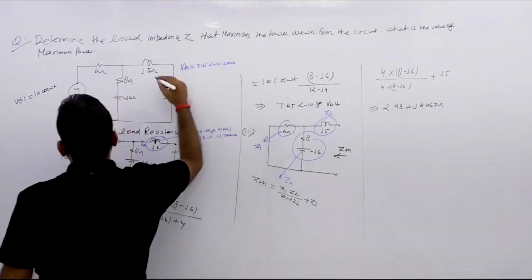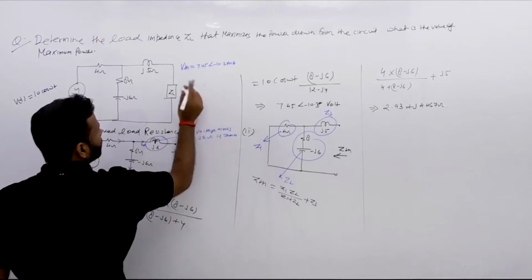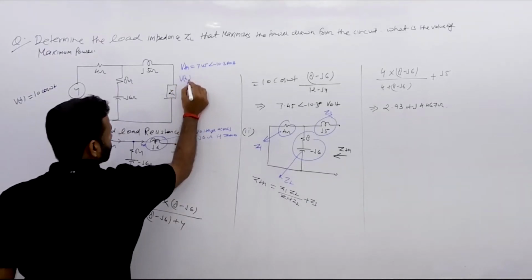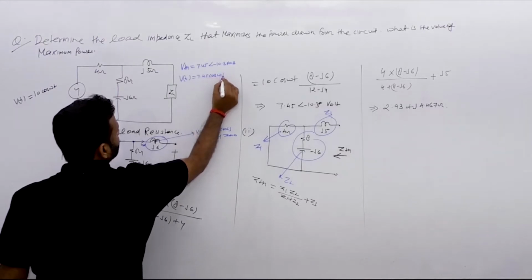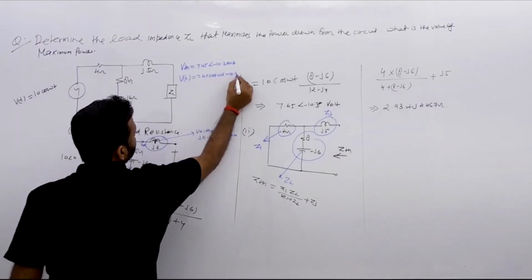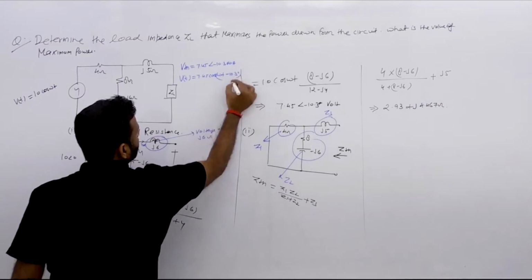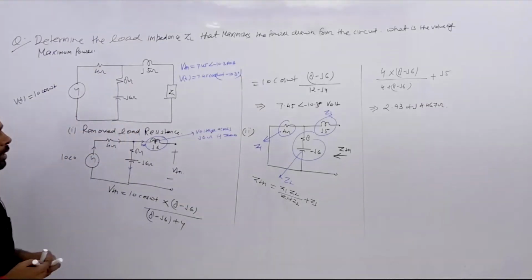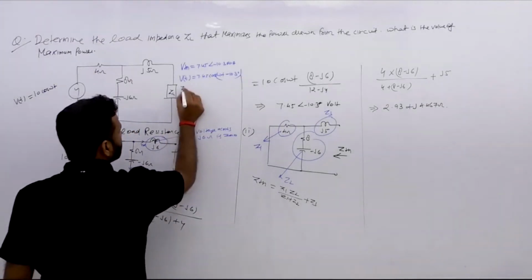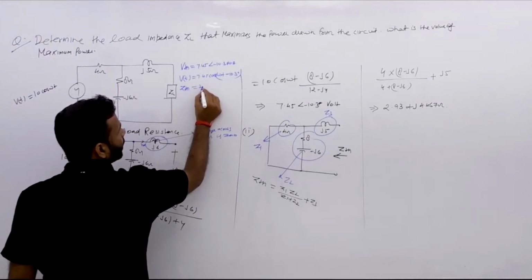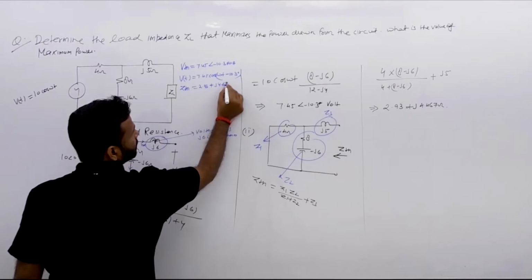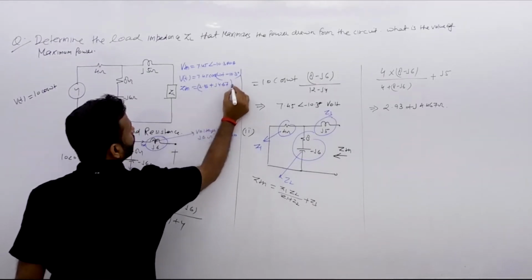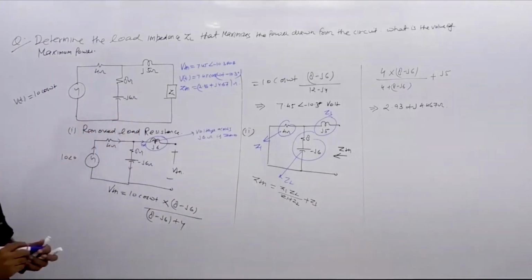You can also write the voltage as VT equals 7.45 cos omega t minus 10.3 degree. Okay, you can also write like that. And similarly, we have ZTH, which is 2.93 plus j4.67 ohm. Agree? Now let's erase all the things.